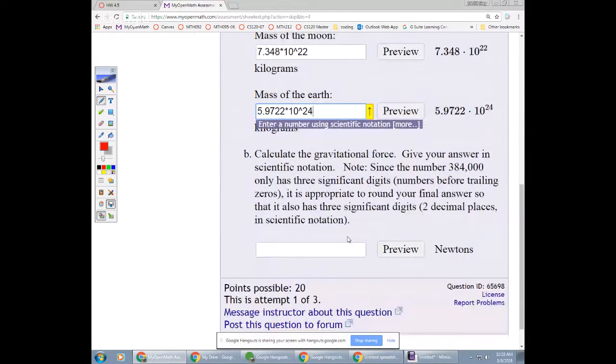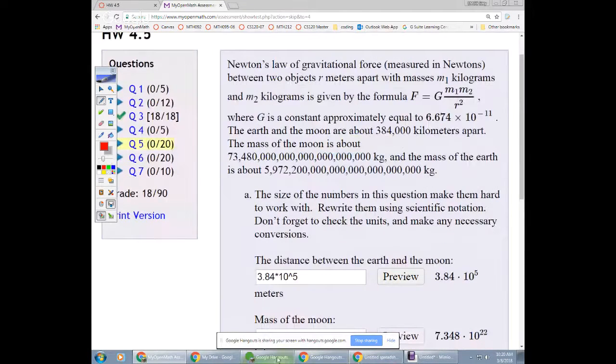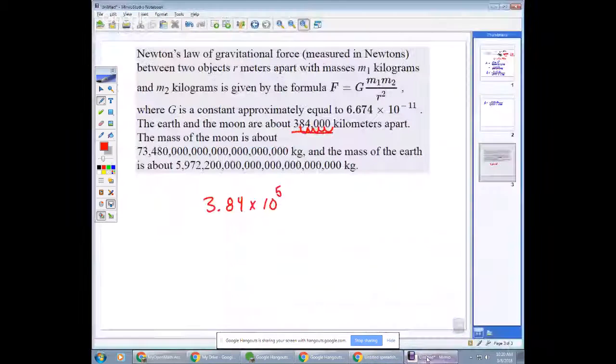All right, calculate the gravitational force. Give your answer in scientific notation. Since the number 384 has only 3 significant figures, then we want to round so that the answer has only 3 significant figures. That's 2 decimal places in scientific notation. All right, so we got our formula there. So now we just got to plug into it.